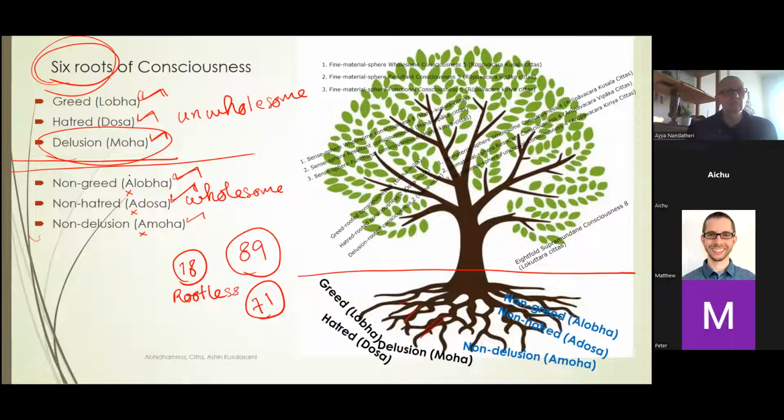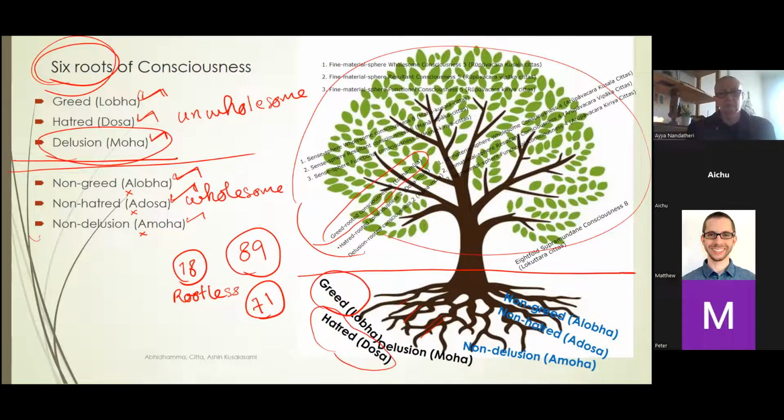And because of these 6 roots, you don't need to read this one. This is the 71 Chetasikas I put here. You will learn later. So because of greed, you do the greed-rooted consciousness. Because of the root hatred, hatred-rooted consciousness appears in your mind. And because of delusion, delusion-rooted consciousness happens in your mind.